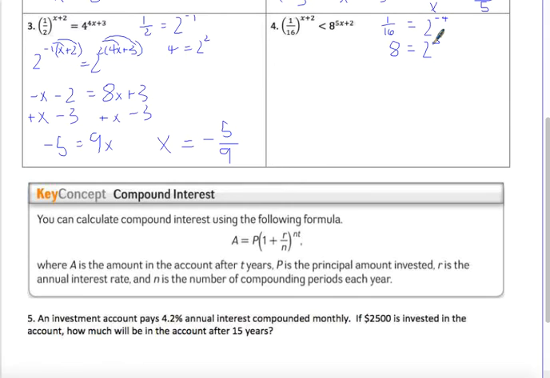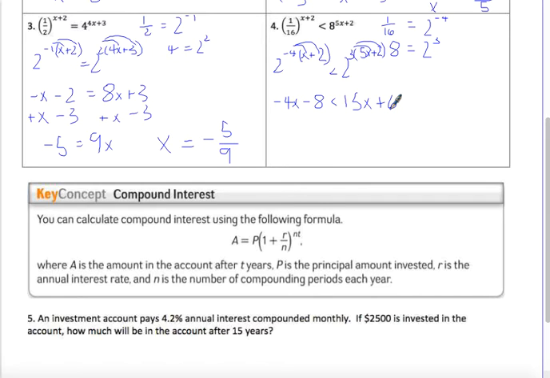Anyway, so this is 2 to the negative 4th times x plus 2. It's less than 2 to the 3rd times 5x plus 2. And just like with the equation, now that the bases are equal, I can just solve the inequality for the exponents. So negative 4x minus 8 is less than 15x plus 6.